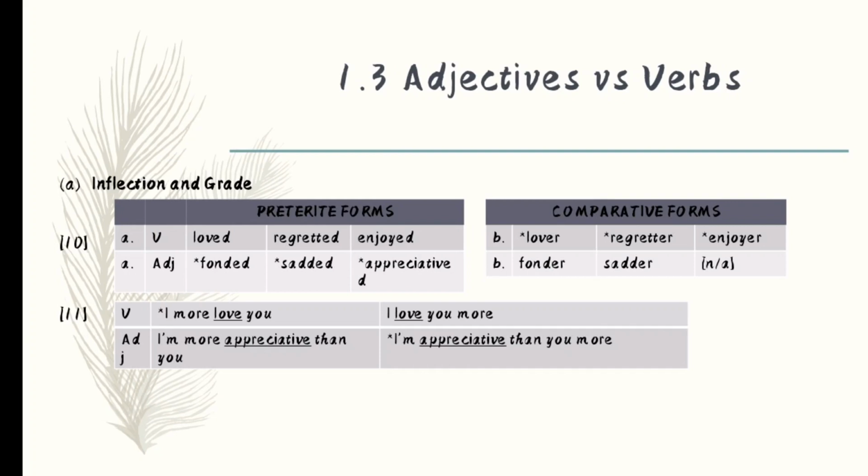And for adjectives in preterite forms, this is a wrong example because an adjective can't be added with ed, right? And for adjectives in comparative forms, that means we wouldn't expect a comparative inflectional form for appreciative, because adjectives of this length don't take grade inflection, but even with appreciative there is a comparative marked by more.